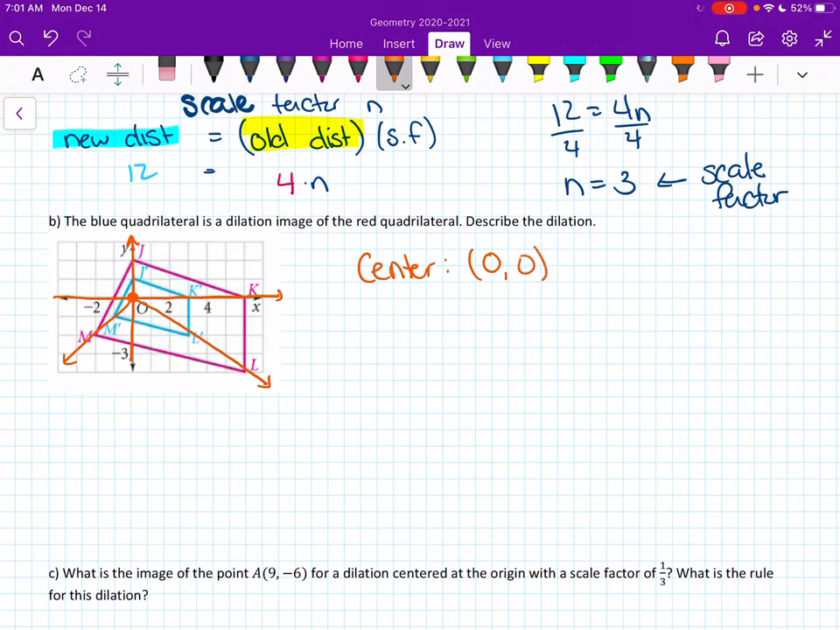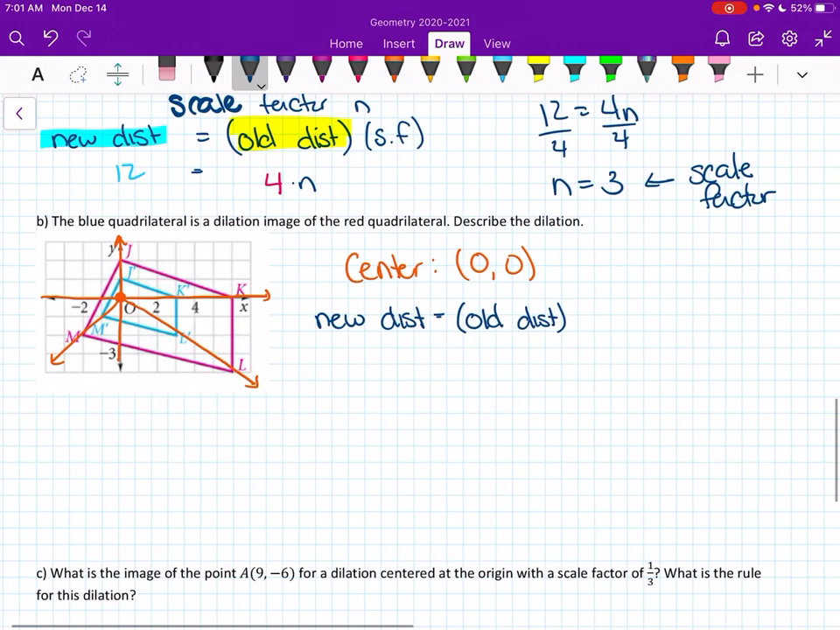So my scale factor, remember, we're going to use this little formula. My new distance equals my old distance times the scale factor, which I'm just going to call N. Okay, so we can look at any one of the things you want. I might look at J to J prime because that one's pretty simple.